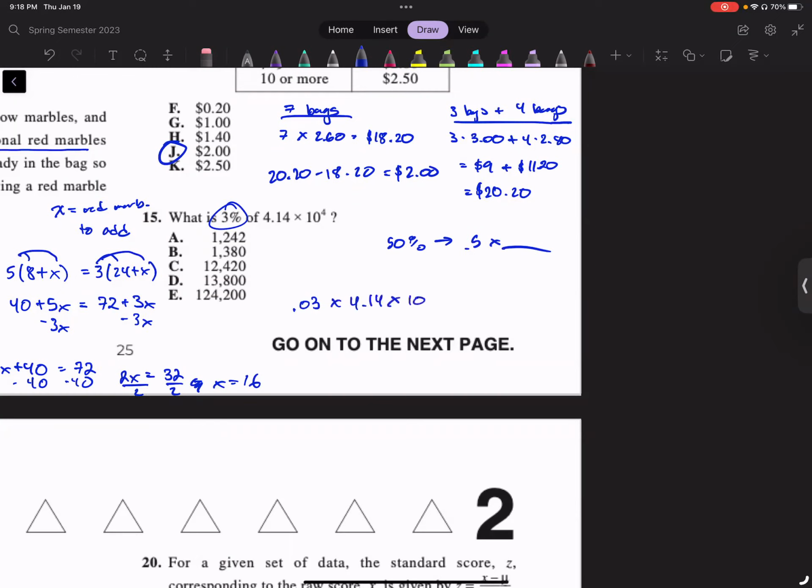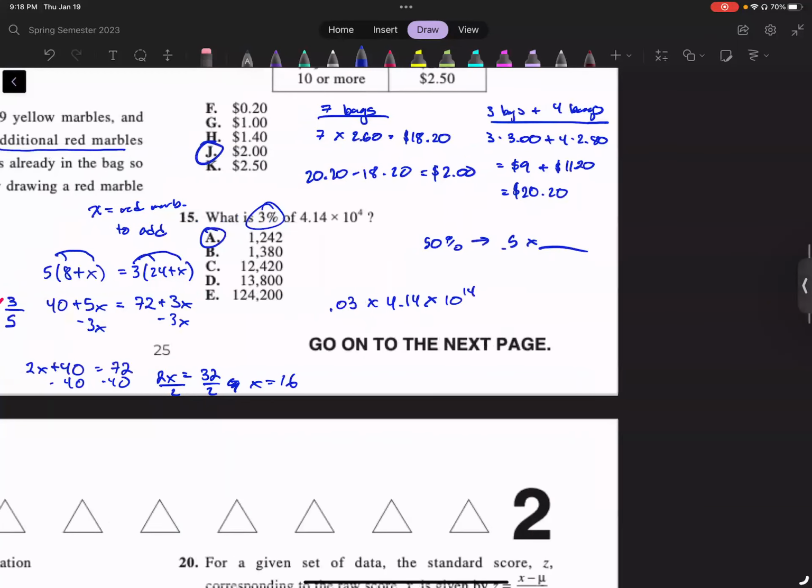Just plug that in your calculator. So 0.03 times 4.14 times 10 to the 4th. Your calculator spits out 1242, and that makes sense to me. You can also do 3 times 4.14 and then times 10 to the 2nd, but just use the calculator, make your life easy, and you'll be in great shape.